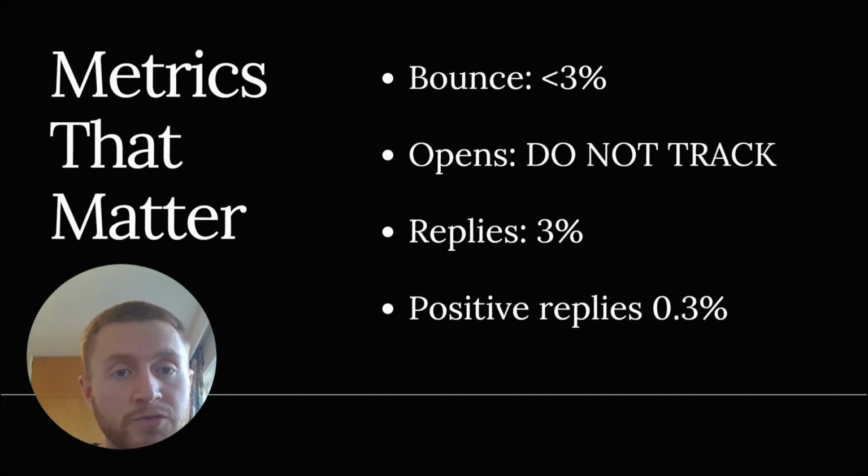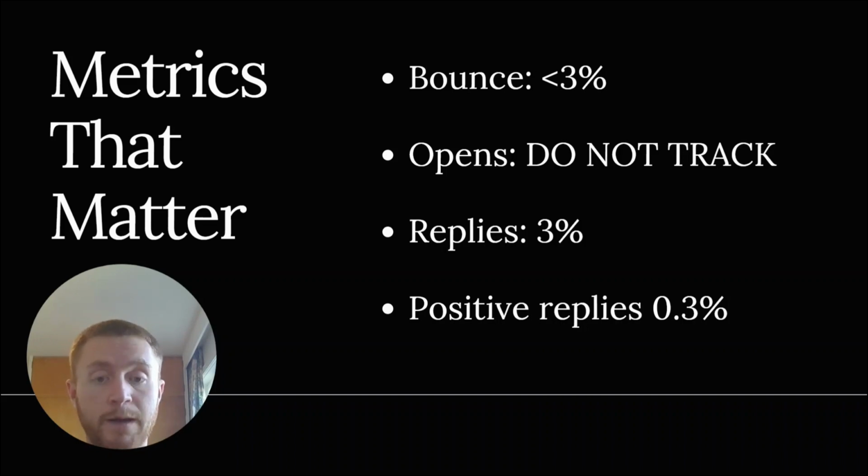You need to keep your bounce rate below 3%. Opens. Every email sequencing tool will ask, do you want to track opens? Do not track opens. The reason being is that when you're sending emails, you want to make sure that your emails are plain text only. You don't want to include any links or any images.